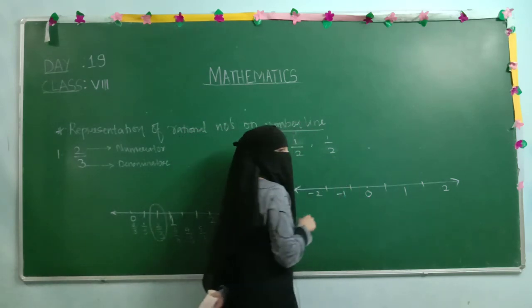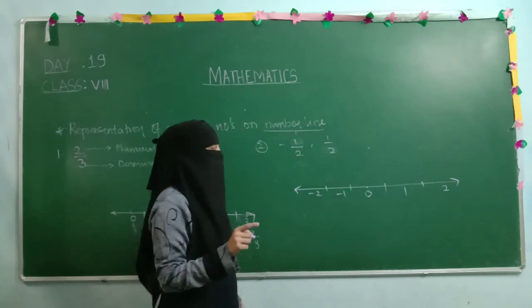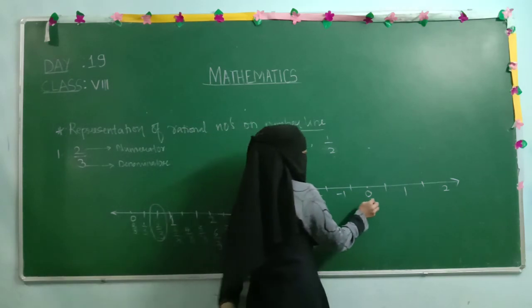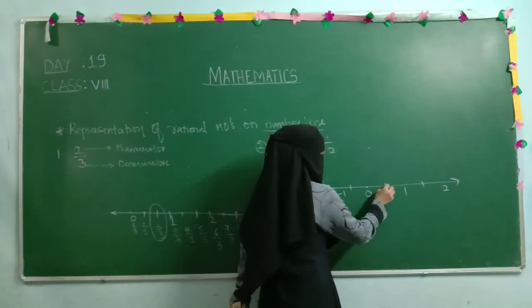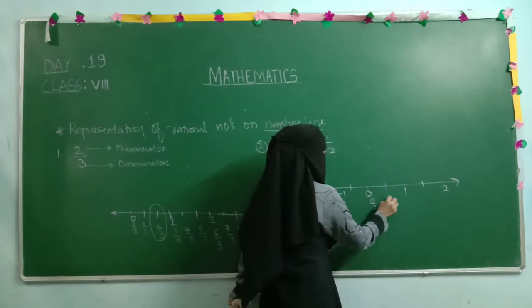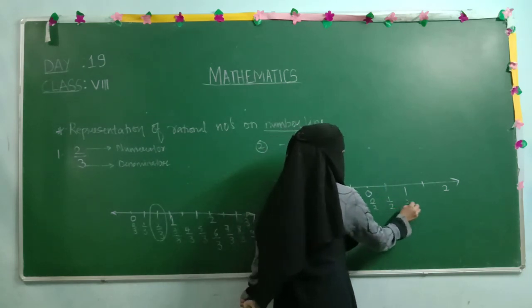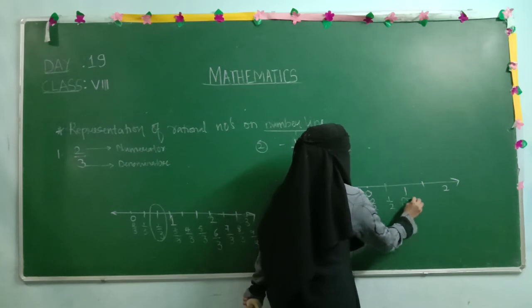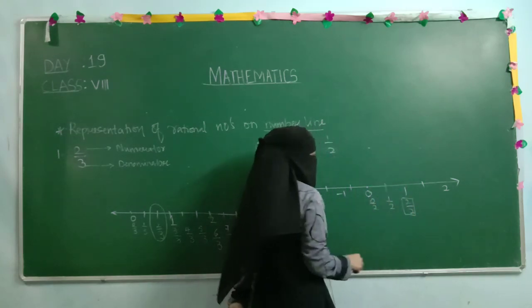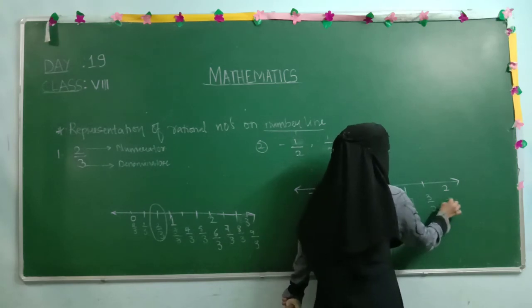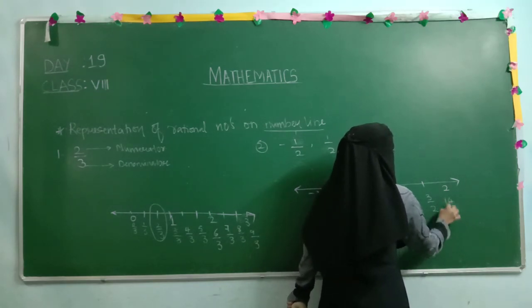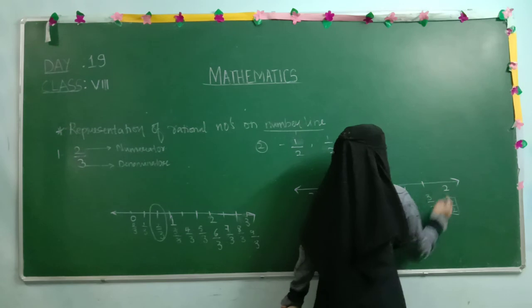The denominator is 2 here, which is going to remain constant. So it is 0 by 2. After 0, as we have done the division here, what comes here? 1 by 2. This is 2 by 2. 2 by 2 again gives 1. This is your 3 by 2. This is your 4 by 2. And 4 by 2 again gives 2 only.